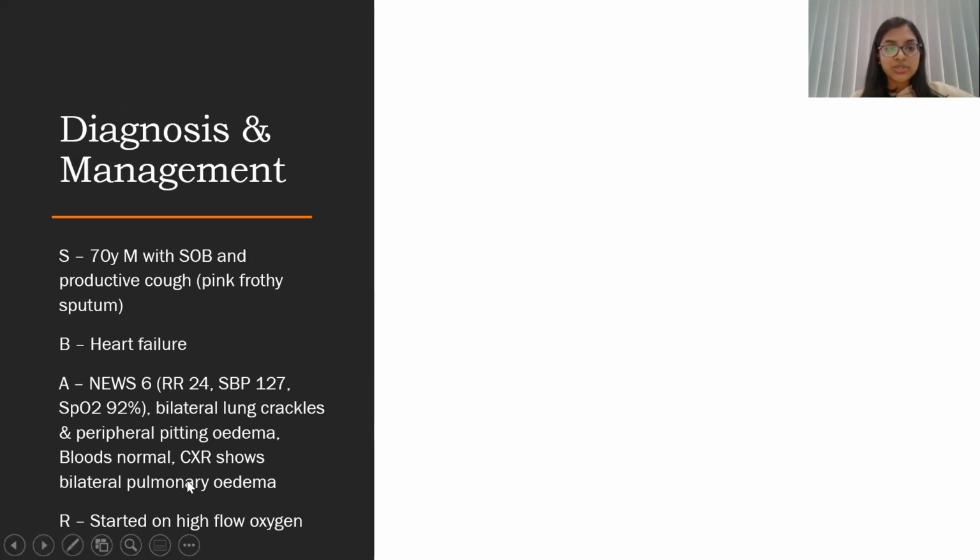So now you want to present your findings. So quickly summarize it as an SBAR. So we know that we have a 70-year-old male with shortness of breath and pink frothy sputum. He has a past medical history of heart failure. When you do his NEWS score, it's 6. He has bilateral crackles and pitting edema in his legs. And his bloods are normal. Chest X-ray is showing pulmonary edema. And you've started him on high flow oxygen.